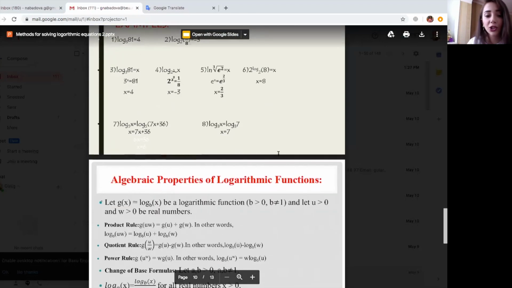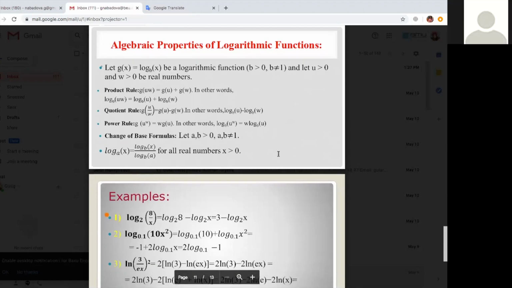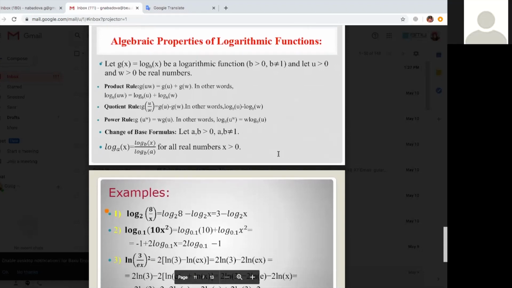So, algebraic properties of logarithmic functions. Let g(x) equal logarithm base b of x be a logarithmic function, where b is greater than 0 and b isn't equal to 1, and let u greater than 0 and w greater than 0 be real numbers.